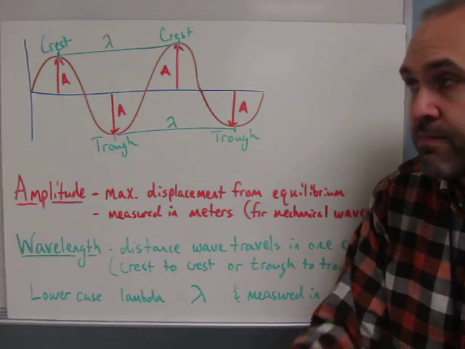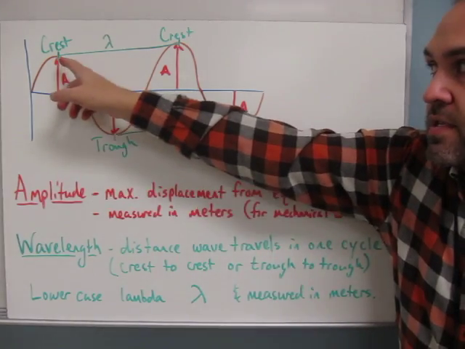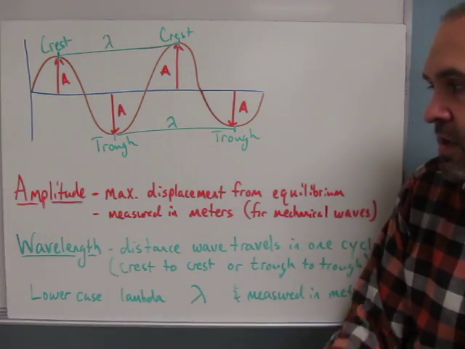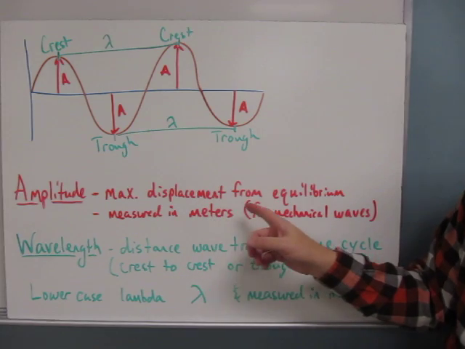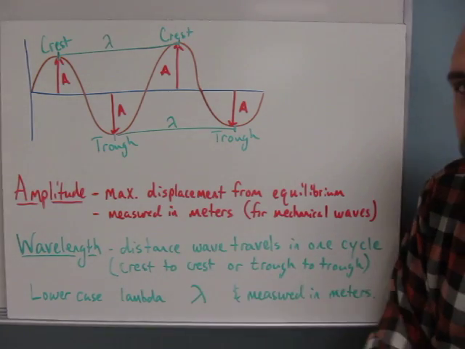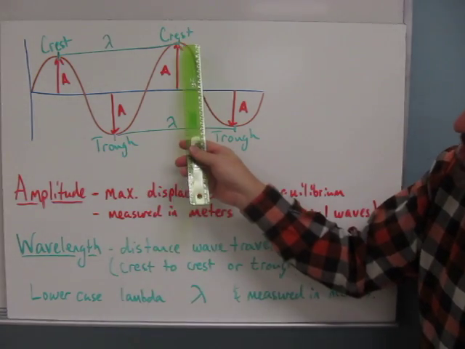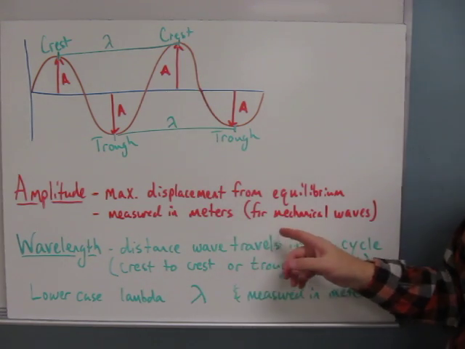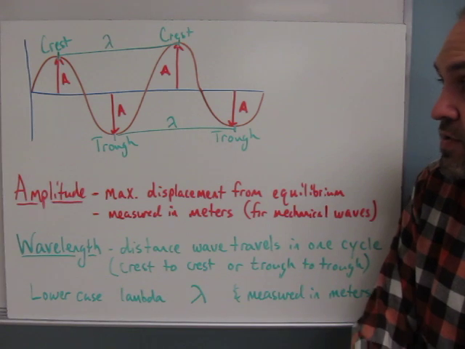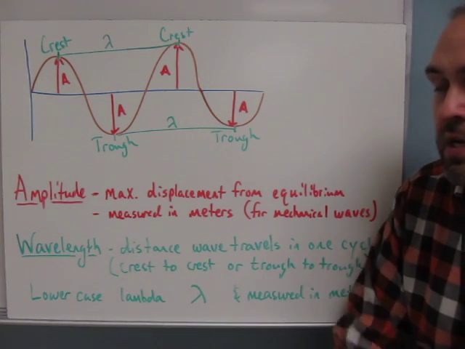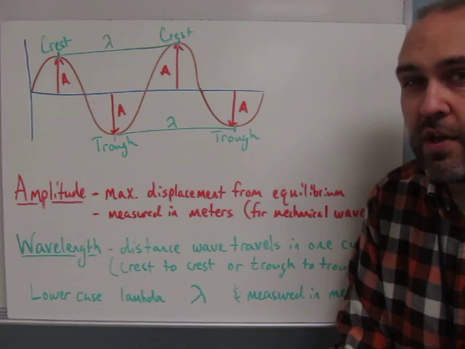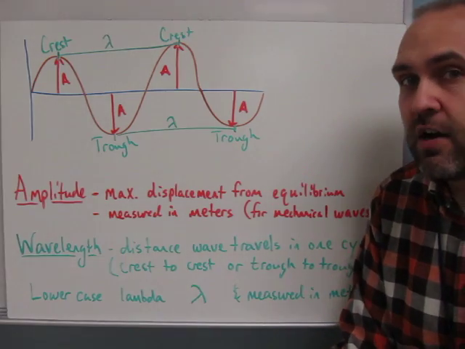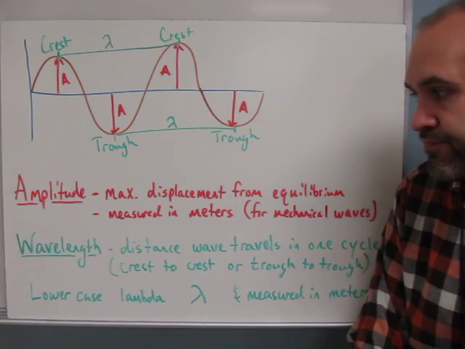The distance from the midpoint to the top, or from the midpoint to the bottom, is called the amplitude of the wave. Technically it's the maximum displacement from equilibrium. It's measured in meters. You'd have to have some kind of information about how tall that wave was and measure it. For mechanical waves anyway, it'd be measured in meters. So that's the amplitude. What's amplitude correlated with? Well, if it's a sound wave, amplitude is correlated with loudness. So loud sounds have very high amplitudes.